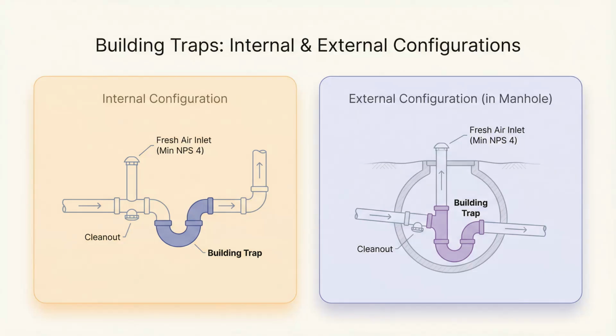Speaking of traps, let's talk about the main building trap. This is the big gatekeeper. It can be inside or outside in a manhole. Crucially, it needs a fresh air inlet, a pipe allowing air in, that's at least size NPS 4. And you need a clean out right there, because if this trap clogs, the whole building backs up.